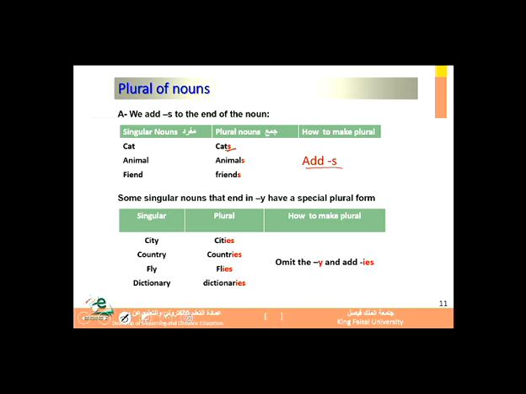So what did we do? We omitted y, we cancelled this letter y, so this y is not there. You cannot see it in the word city. There is no y. It is already deleted, and you have added ies. Dictionaries, the y is deleted. It does not appear in the word dictionaries.